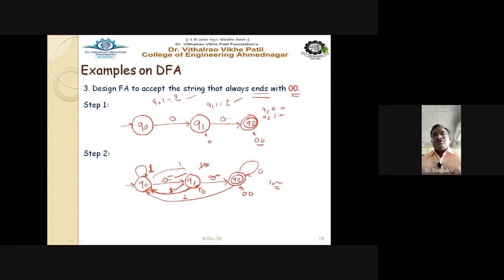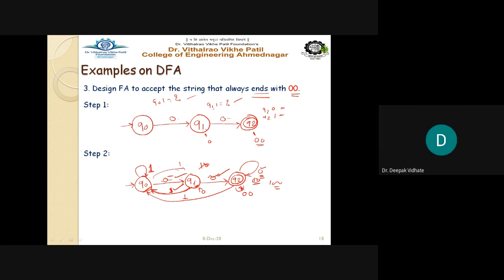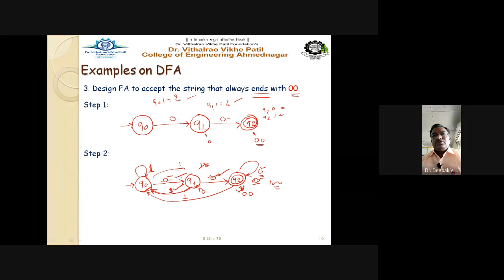Now q2. Here 0 is marked as a self loop. 0 is marked as a self loop because, take any 0 and this 0, still you are getting 0, 0. Getting this point? But 1 is not marked as a self loop. You are taking this 1 to the q0 state. Getting this point? So see this 1, 0, 0. You are getting the string like this, 1, 0, 0.